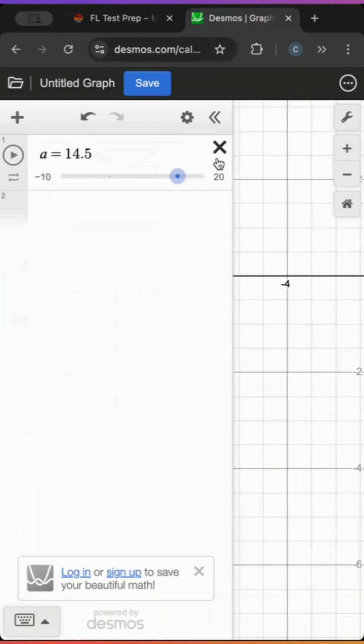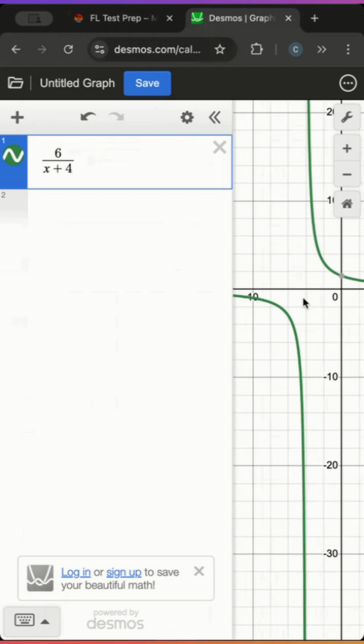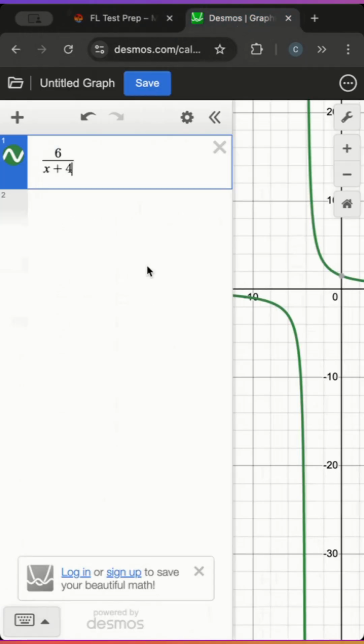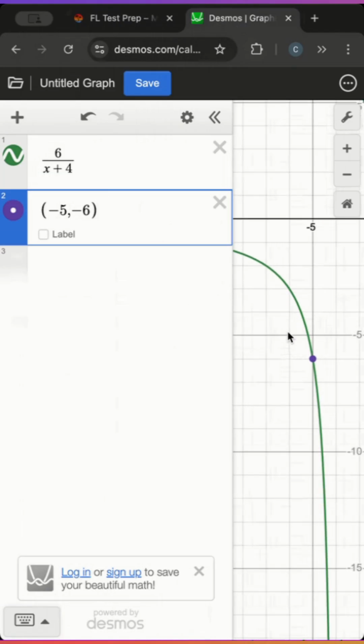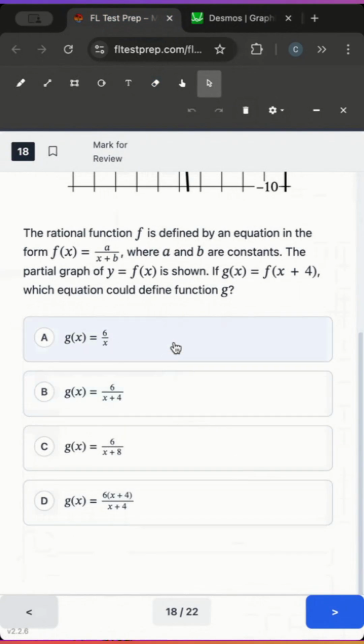Let's plug in 6 over x plus 4. Well, does it look like this graph? Let me see. I know this has a point of -5, -6. Let's see if that pops up here. -5, -6. Yep, it goes right through it. That means C is the correct answer for this question because it aligns with this graph as well as through process of elimination.